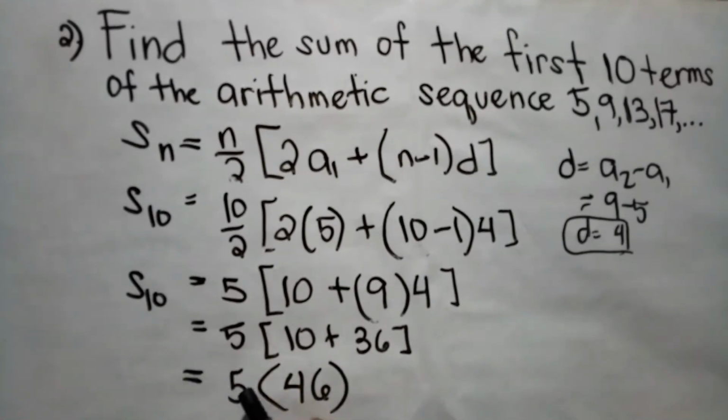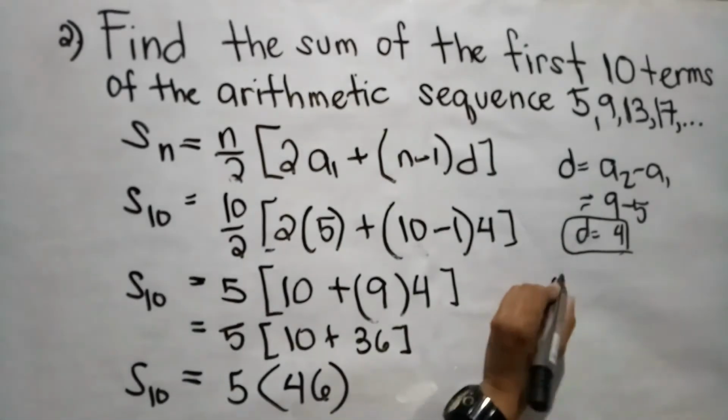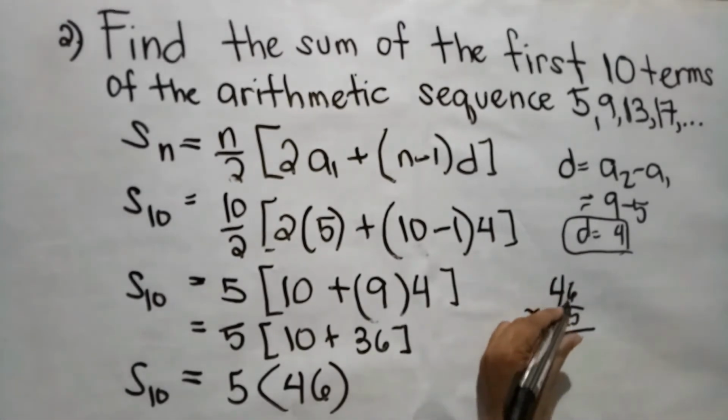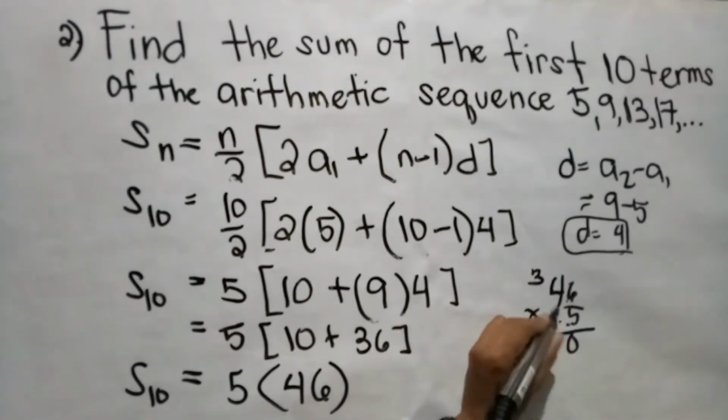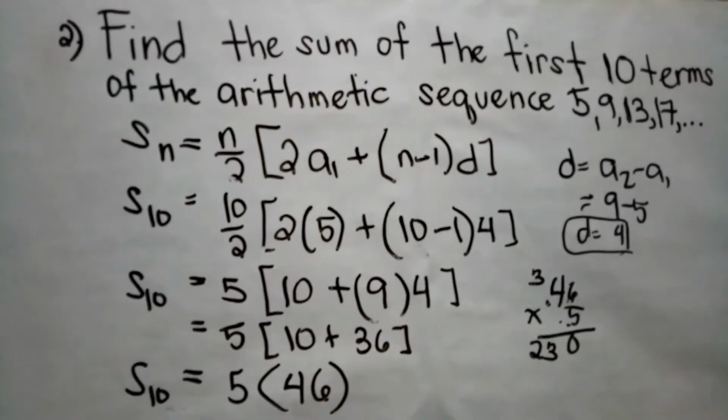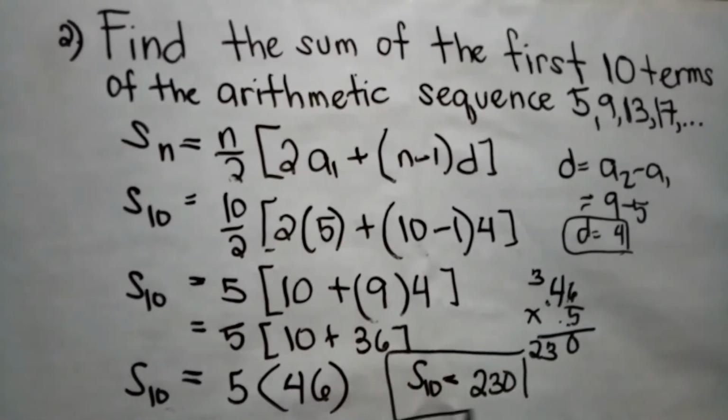5 times 46 is equal to the sum of the 10 terms. So let's solve 46 times 5. 5 times 6, 30. 5 times 4, 20. Plus 3, 23. So we have S of 10 is equal to 230. And this is the sum of the 10 terms.